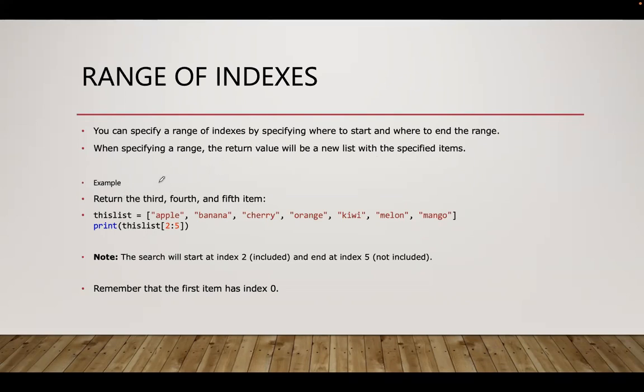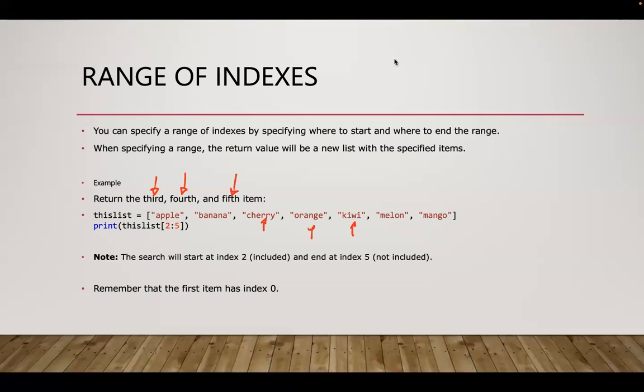Now let's say you want to return the 3rd, the 4th, and the 5th item. The 3rd item is 0, 1, 2. This is the 3rd item, this is the 4th item, and this is the 5th item. So you would say print this list, that's the name of the list, then open an angle bracket and put 2:5.